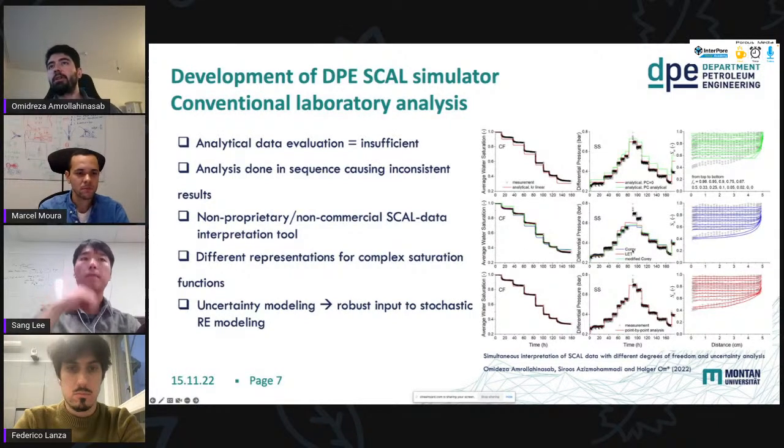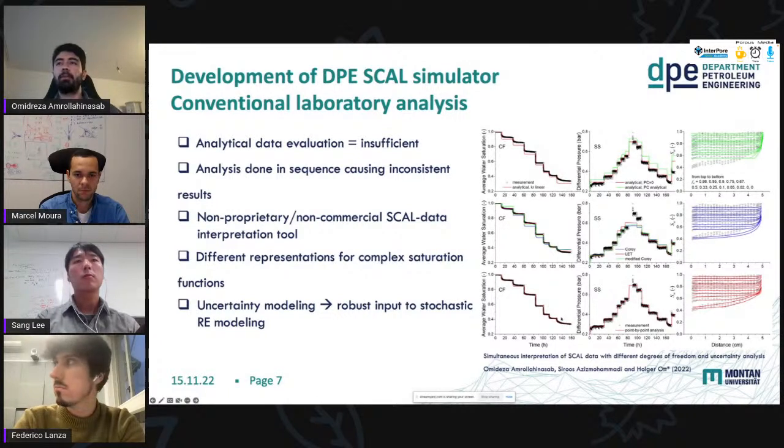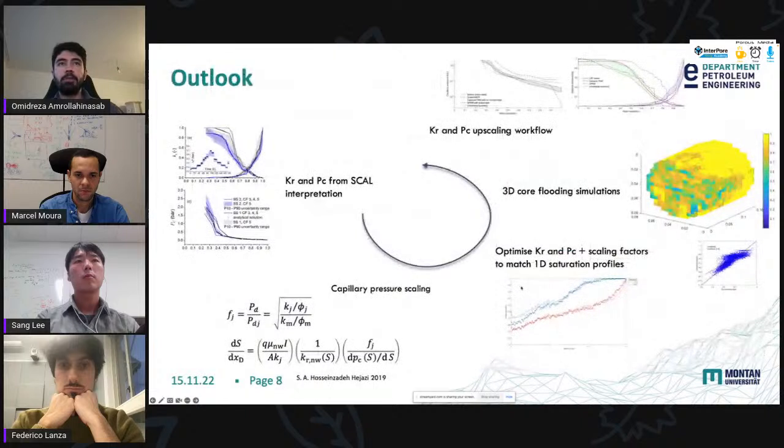So here you can see if you use Corey, LET, the modified version of the Corey, you are still not able to completely capture or interpret your experimental measurements. And we solve this by using a point-by-point history matching, which you see here at the bottom. Then you can have a complete interpretation of your experimental data and predict them in the best way possible.